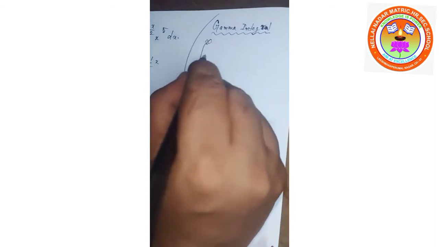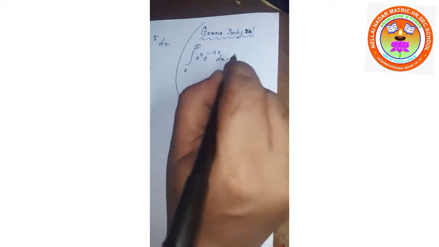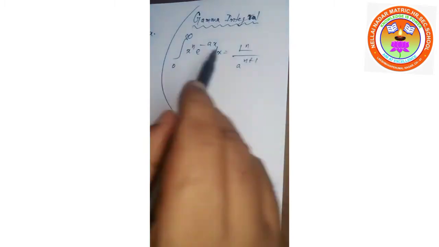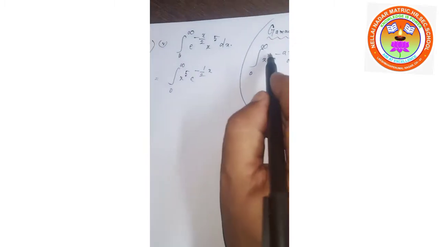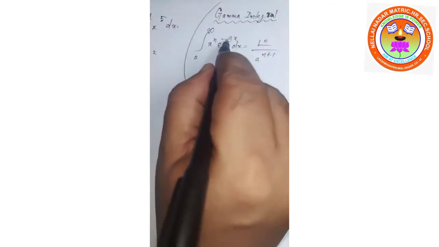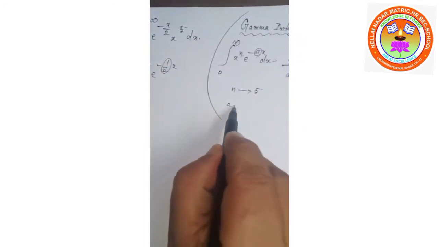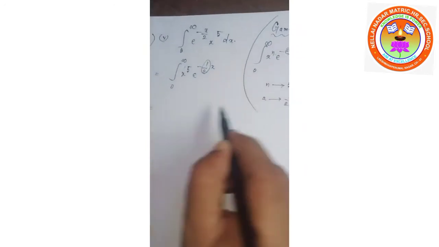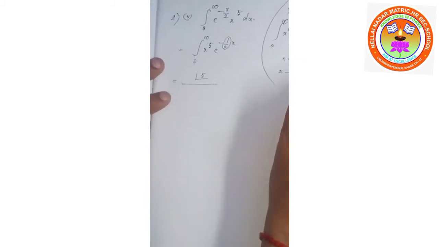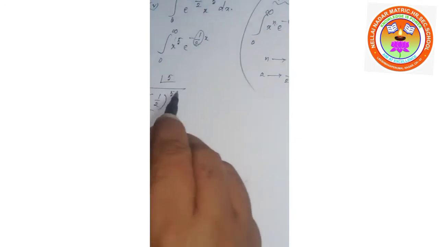Integral 0 to infinity x power n e power minus ax dx equals factorial n divided by a power n plus 1. So compare these two. X power n, this is x power 5. What is the value of n? 5. So n can be replaced by 5. E power minus ax, here e power minus half x. So a is equal to half. Factorial n, value 5, divided by a, value 1 by 2, power n plus 1, n value 5, so 5 plus 1.